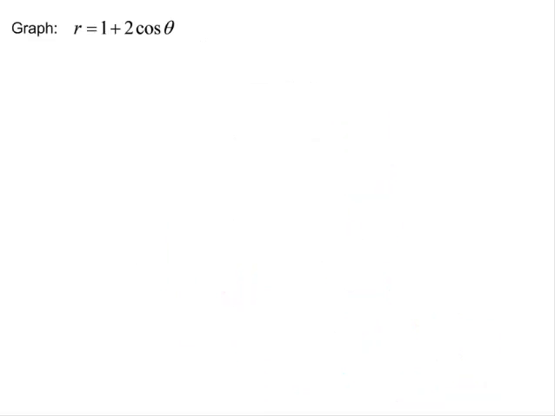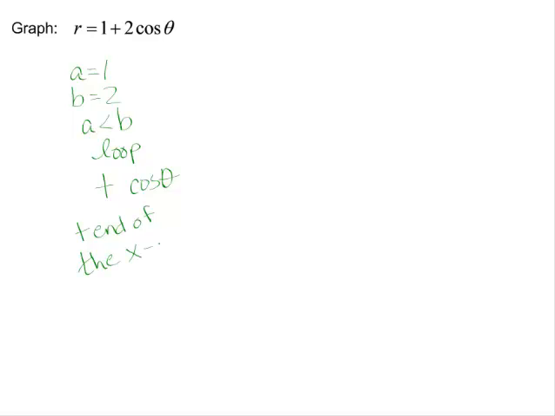So let's practice. If you were given this without a calculator and you were asked to graph the limacon r equals 1 plus 2 cosine theta. A is 1, B is 2, A is less than B, I have a loop. I have plus, so it is the positive end of the x-axis is my major axis.